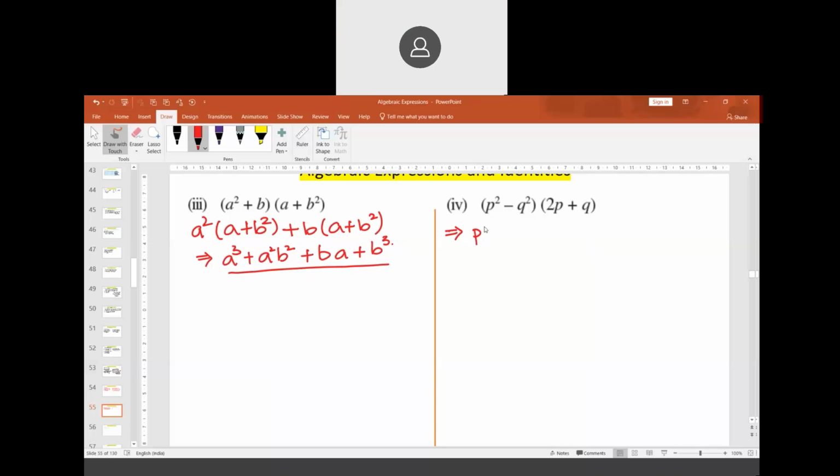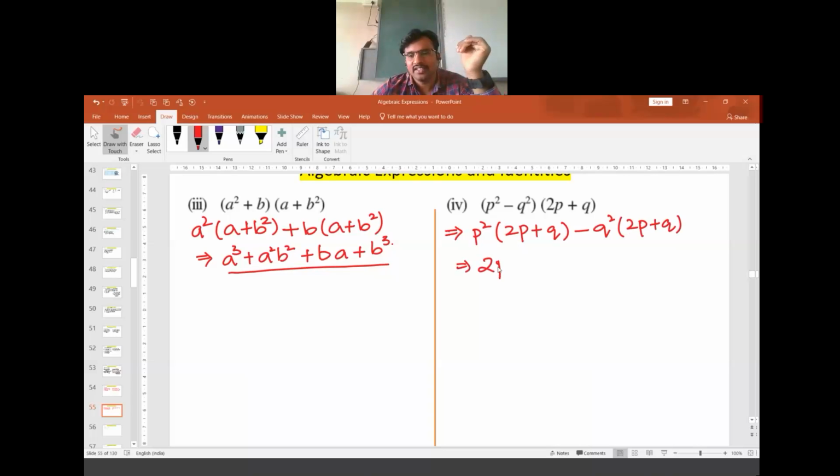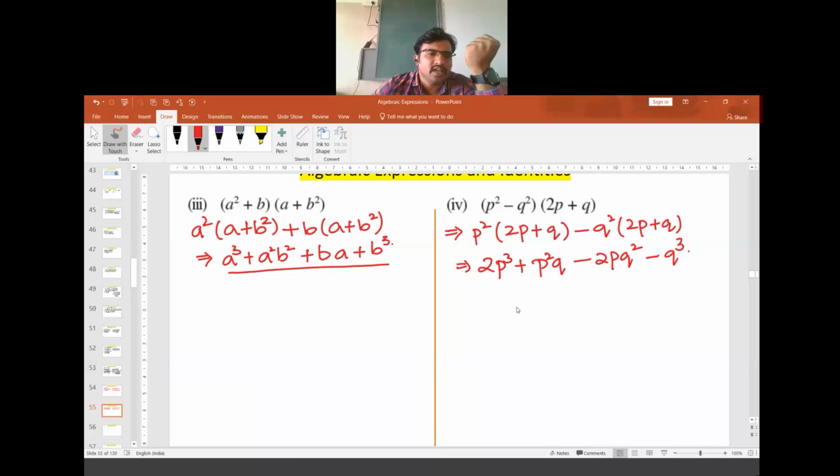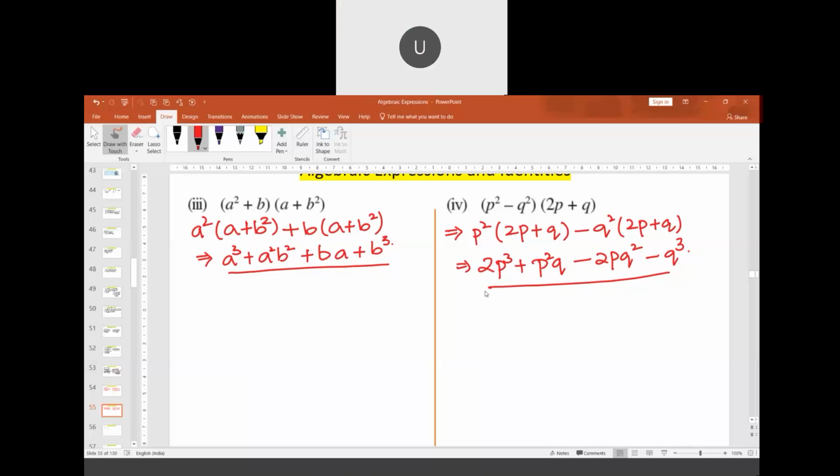In the next, p square to be multiplied to 2p plus q, and minus q to be multiplied to p plus q. We get 2p cube plus p square q, plus 2p square q plus pq square, minus 2p square q minus pq square minus q cube. Are there any like terms? No, this itself is the answer. So we have to stop at this stage.